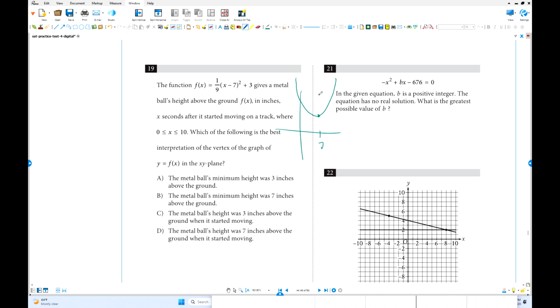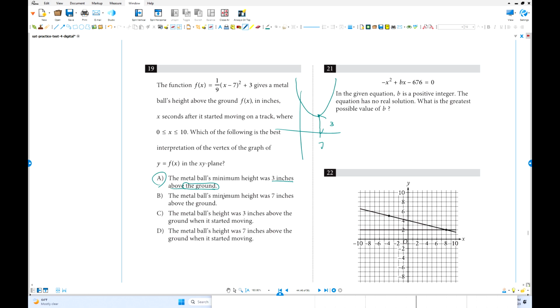Okay. Where is the vertex? It has a minimum height, right? Okay, minimum height. And when x is 7, it's 3 inches height, right? That's correct. Okay, 3 inches height, that's fine. Now try the next one.